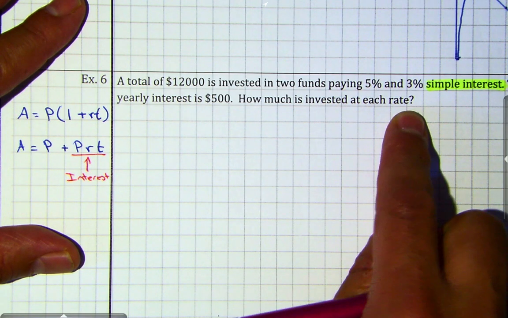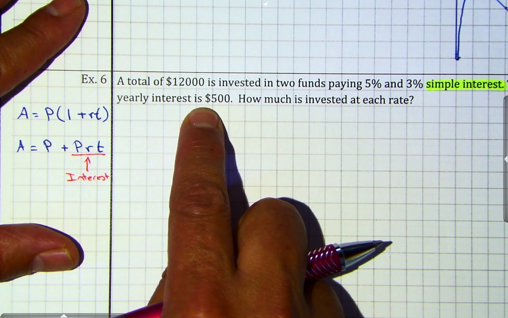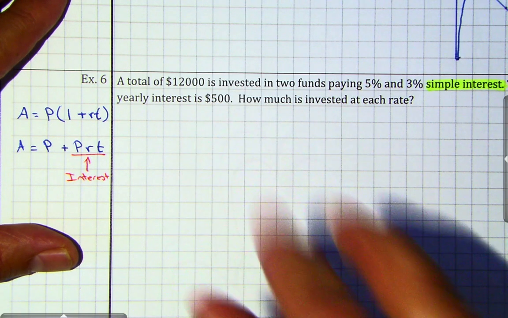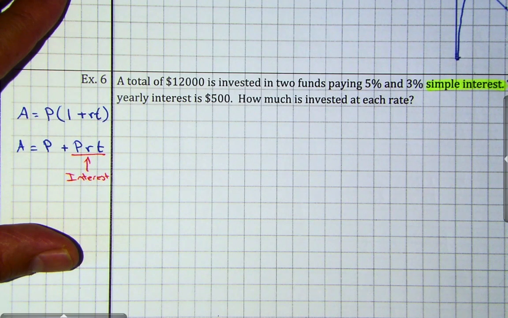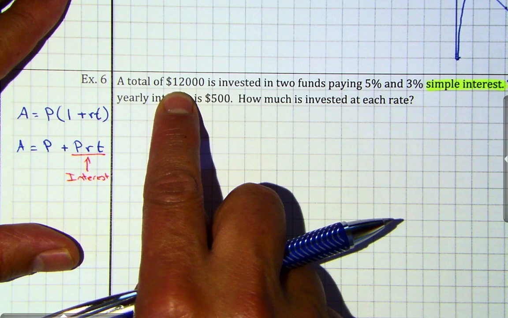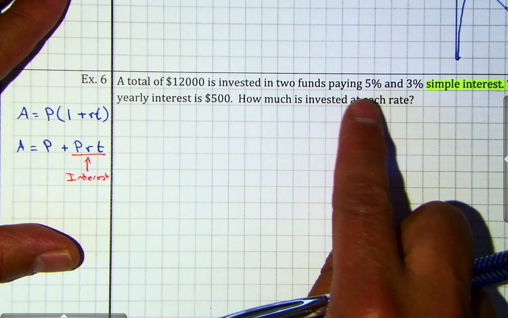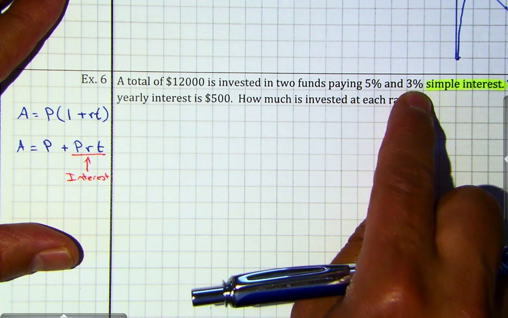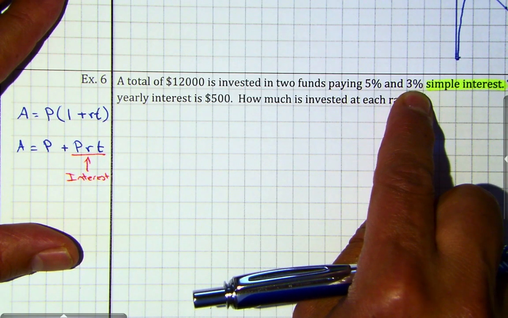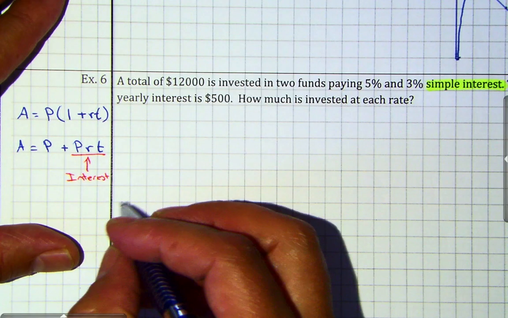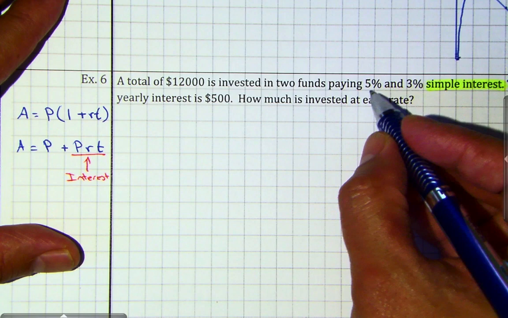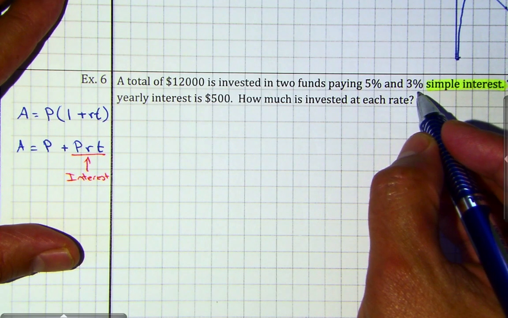They actually tell us how much we are going to be getting back. Well, we still need to find how much is in each fund. We know that we invested a total of $12,000, but how much do we invest in the 5%? It might have been 10,000, and then 2,000 on the 3%. So let's set up some variables. We have 2 unknowns. We don't know how much we invested in the 5%, and we have no idea how much we invested in the 3%.